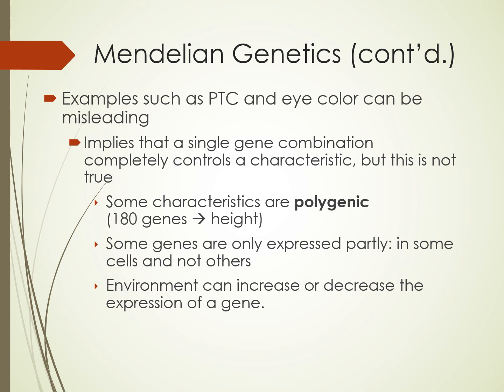Some genes are expressed only partly in some cells and not others. Environment can increase or decrease the expression of a gene. All of these aspects add a lot of complication to genetics, not just the polygenic, but all of this: which cells are expressing what and how much our environment is influencing genetic expression.